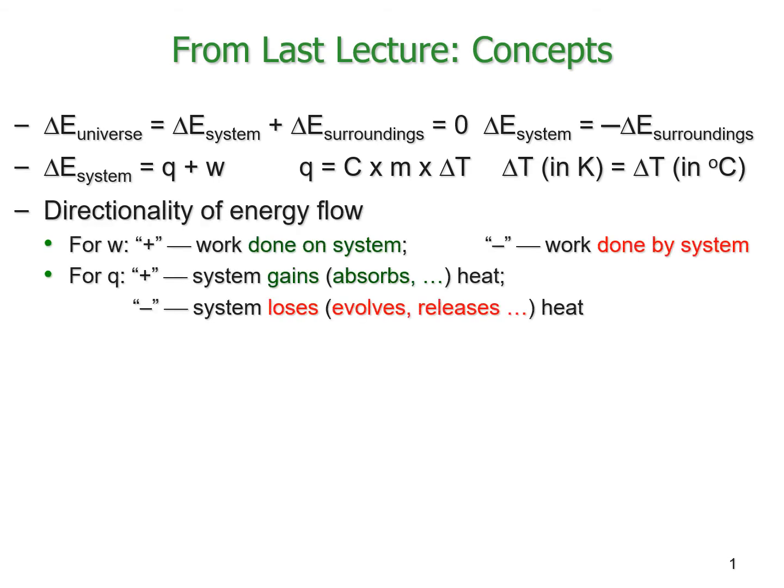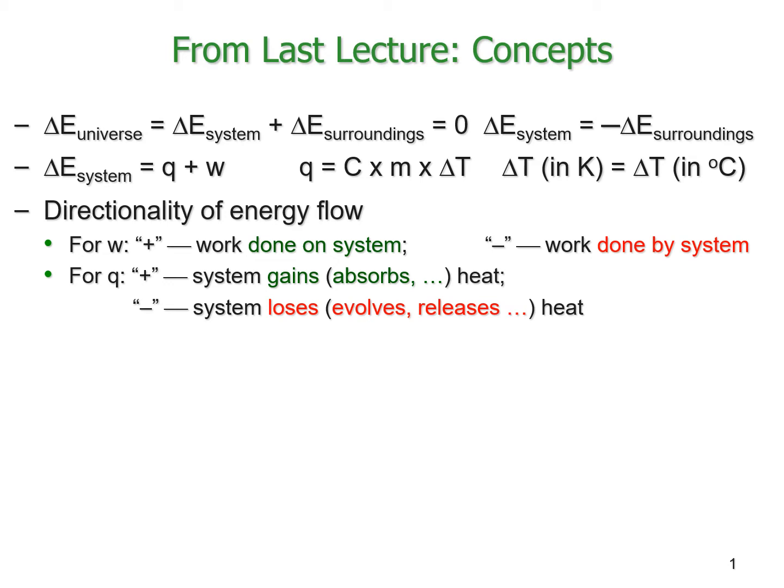Speaking of the directionality of energy flow from the perspective of the system, work should be considered as a plus value if work is done on a system. In other words, the system accepts work. If we have work that's done by the system, that means the system exports work, or the system does the work. In other words, the system loses energy by doing such work.